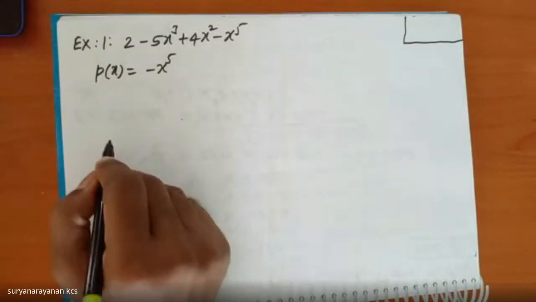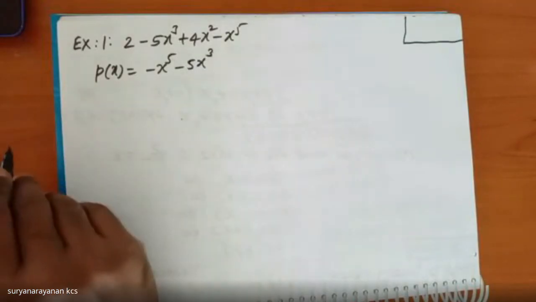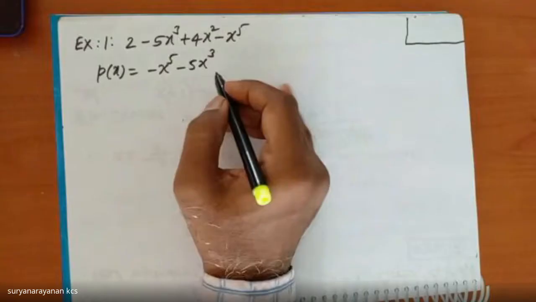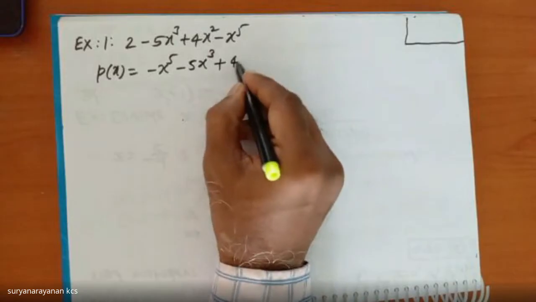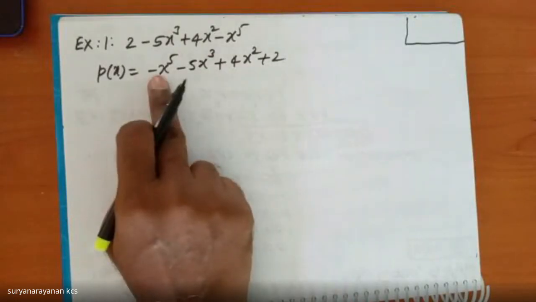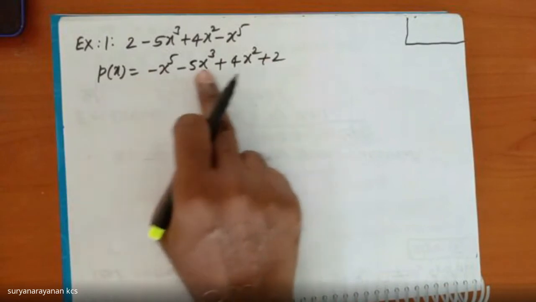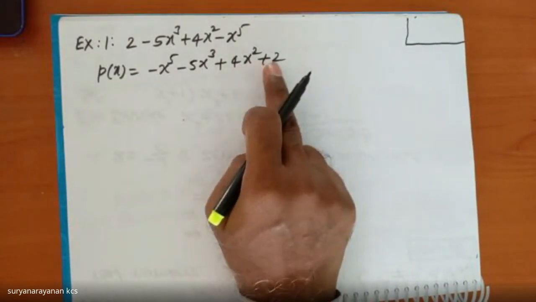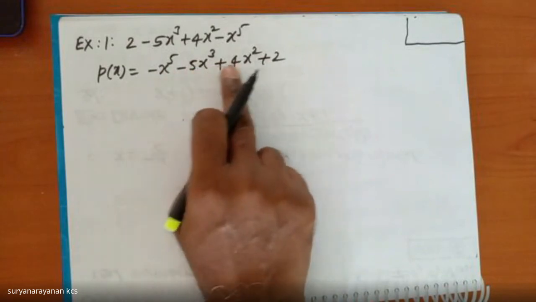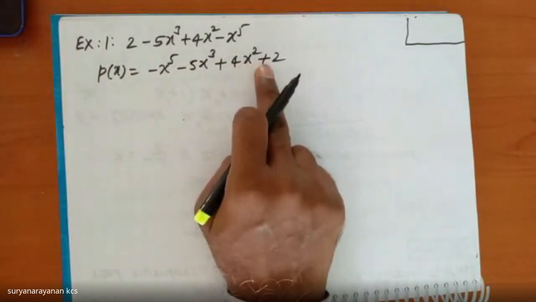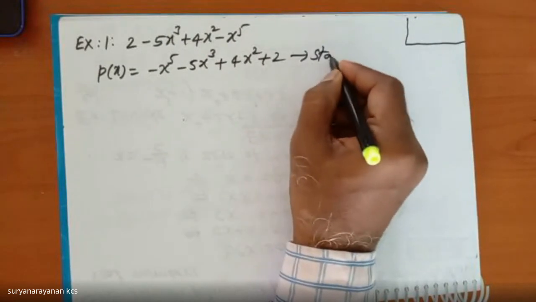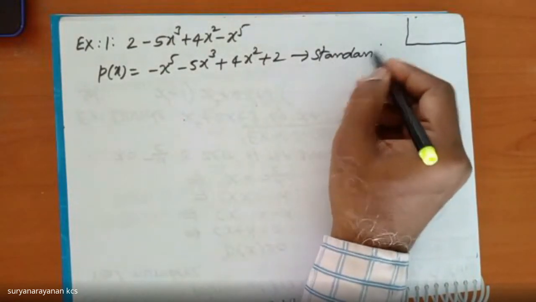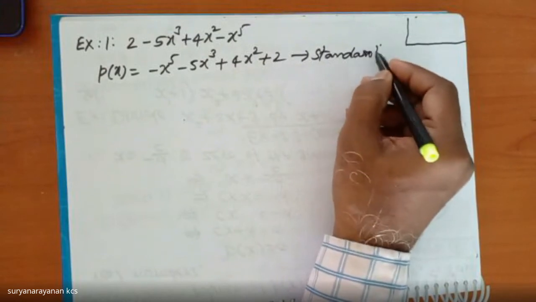So minus x power 5. Very good. Minus x power 5, minus 5x power 3, minus 5x cube. Sorry, sir. Plus 4x square, plus 2. Very good. This is called the standard form of a polynomial. When a polynomial is written in the descending powers of x, then the polynomial is said to be in standard form. What is this form called? Standard form.